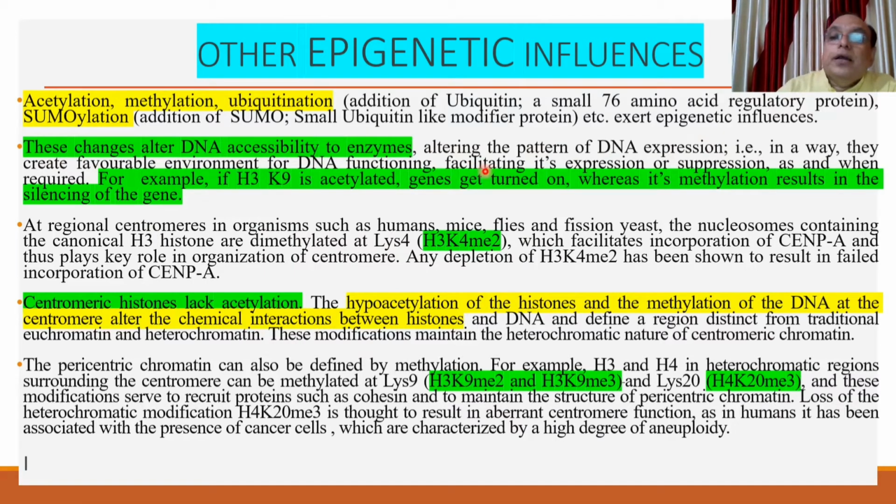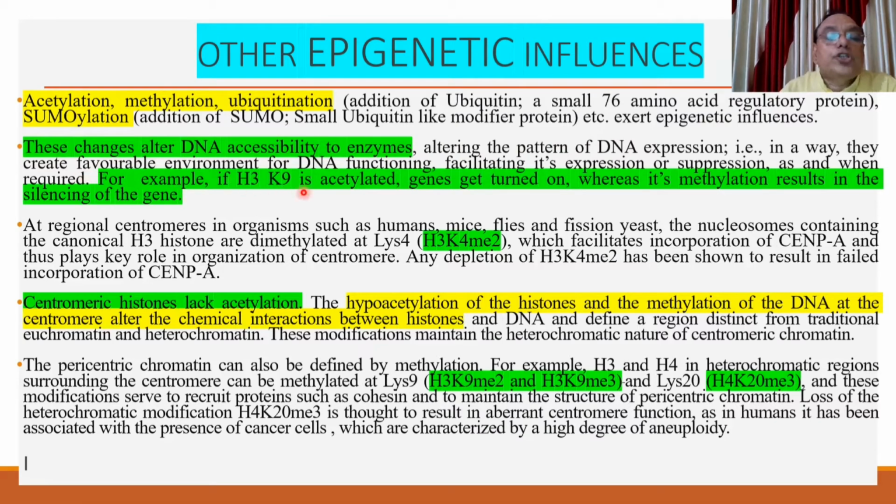If their attachment leads to the loosening of the DNA, they are creating a favorable environment for the expression of the DNA. Whereas if their attachment leads to the tightening of the DNA, then they are creating a favorable environment for the suppression of the DNA. So I think it is clear to you how this favorable or unfavorable environment is being created for DNA functioning.